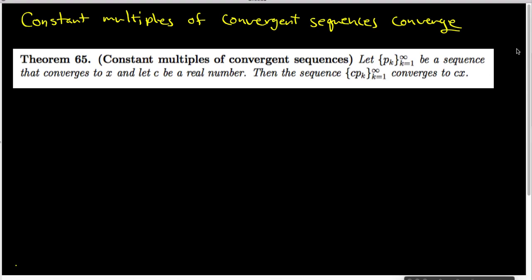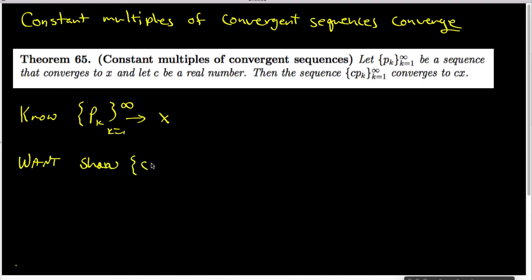So what we're told in this particular theorem is the following. We know that the sequence of p_k converges to x. And what we want is to show that the sequence of c times p_k does indeed converge to cx.